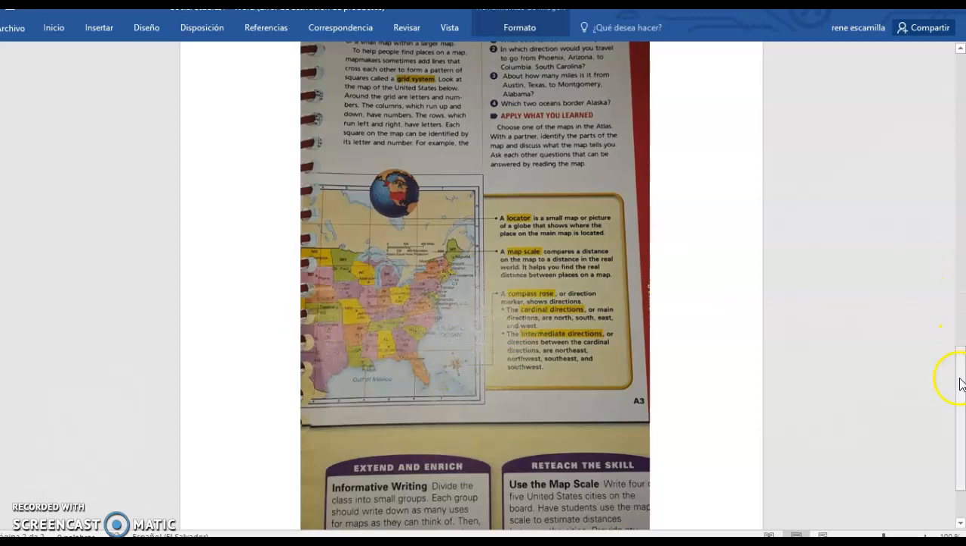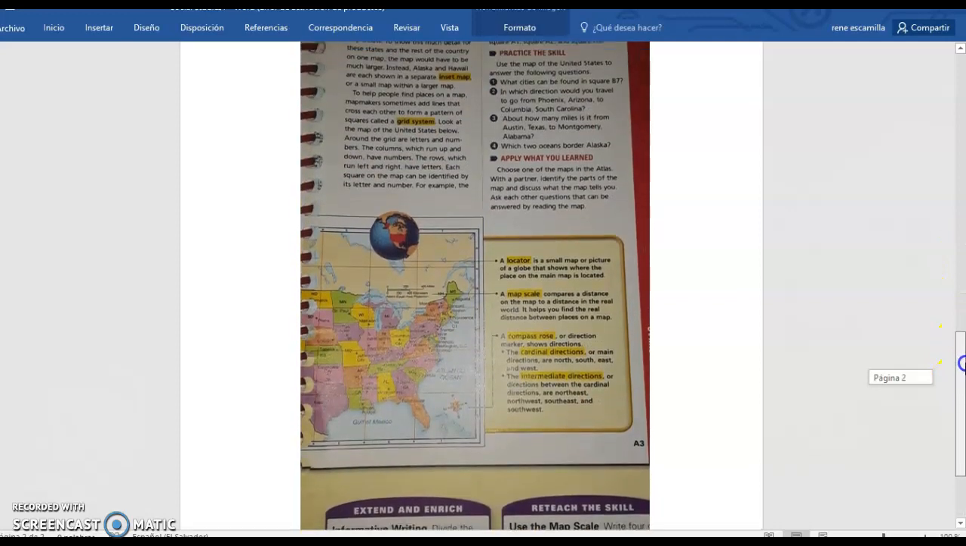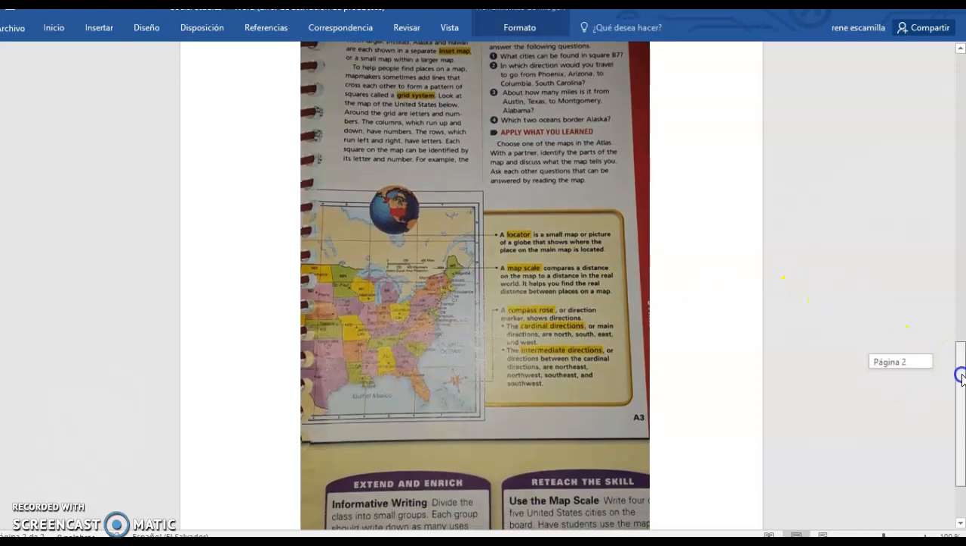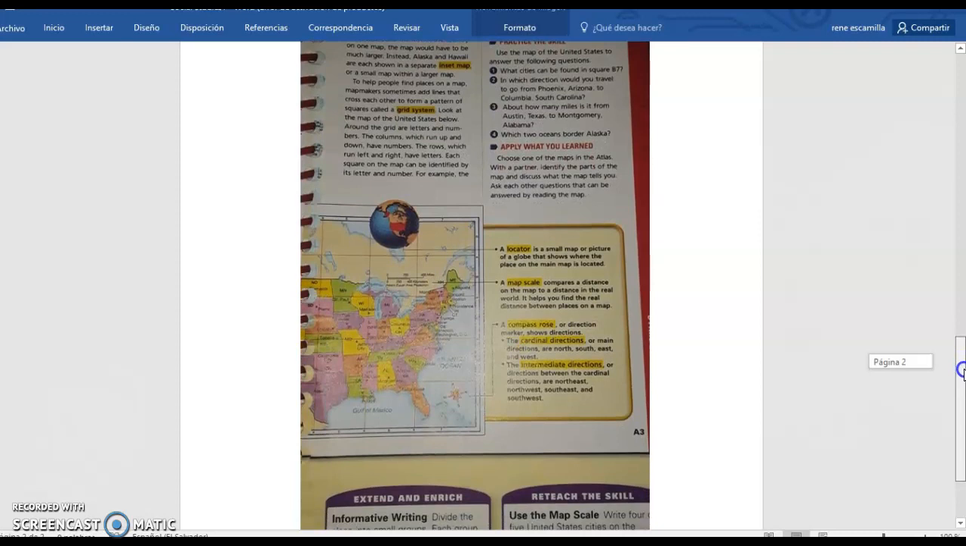That information was already explained to the kids. The last question would be about how many miles it is from Austin, Texas to Montgomery, Alabama. Pretty much you need to double check that with your map scale, all right? So remember, you need to verify the definition. The definition in this case says it compares a distance on the map to a distance in the real world. It helps you find the real distance between places on a map. I already explained how they are going to get those results by checking the map scale.